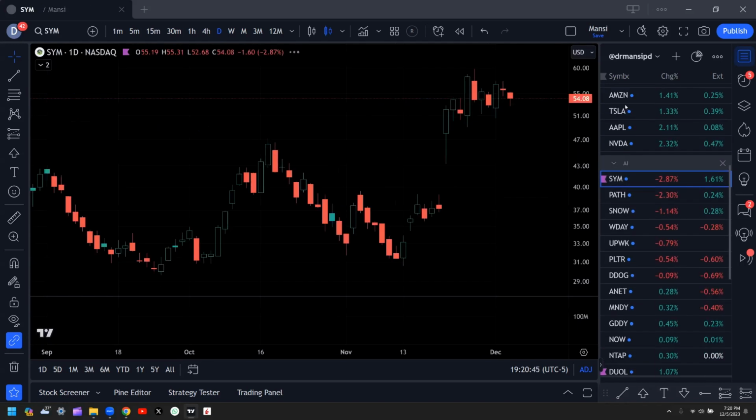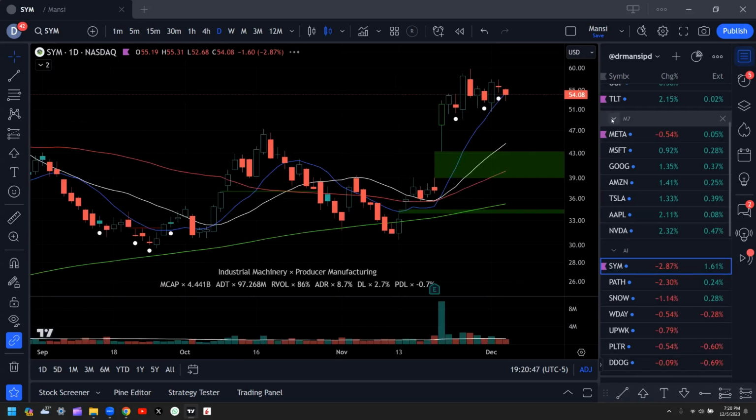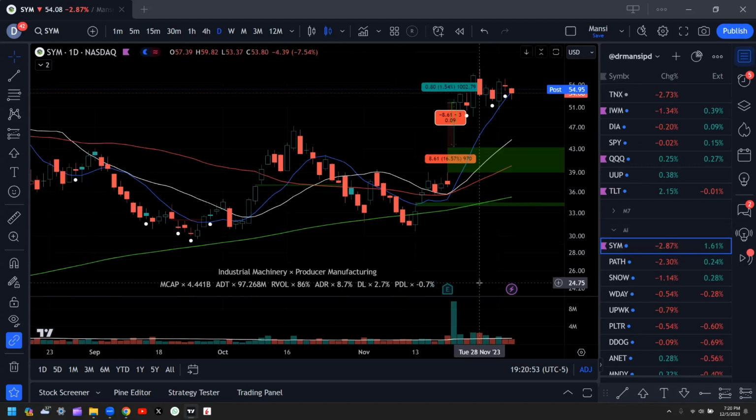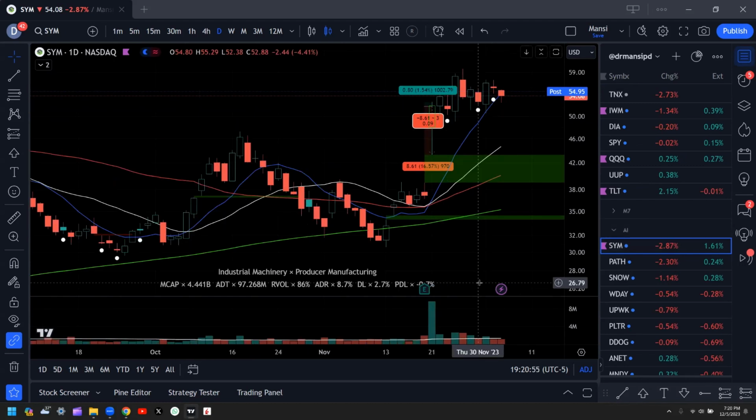Now I'm going to look through the AI names. And the reason that I have these divided by groups is because I have found sectors, groups, or themes to be the biggest movers of stocks. And whenever I see a particular sector or theme start to move, I give the stocks in that sector more importance in terms of picking which one to buy.